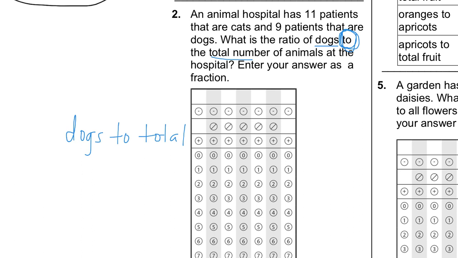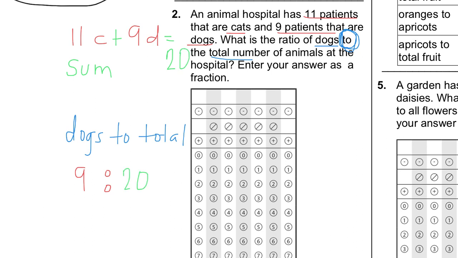So the problem gave us 11 patients are cats, 9 patients are dogs. So I'm going to write that down. 11 cats, 9 dogs. So I know what dogs is. It's 9. And my total, that means I need to find the sum. So I'm going to add 11 plus 9, which gives me 20.